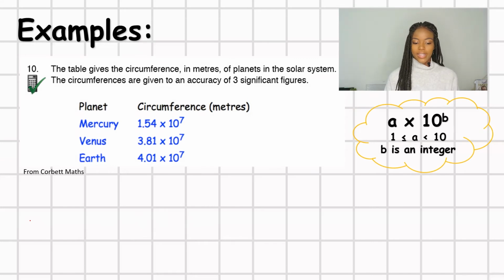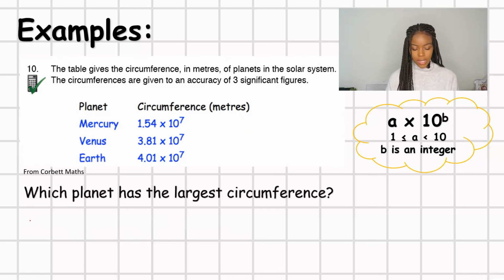It says, the table gives the circumference in meters of planets in the solar system. The circumferences are given to an accuracy of 3 significant figures. I've not put all the planets on because I thought it would take way too long. I just put 3 on there so we can compare them and get a better idea. So we have Mercury, Venus, and Earth, and we have their circumference written in standard form. The question is, which planet has the largest circumference?